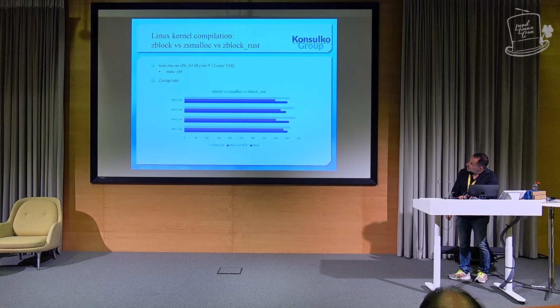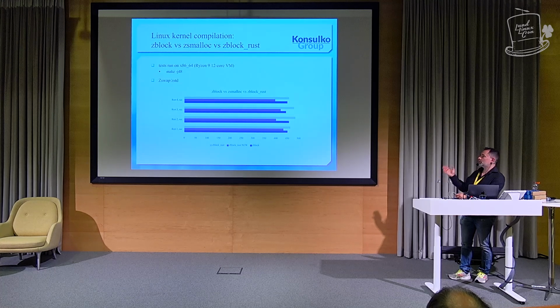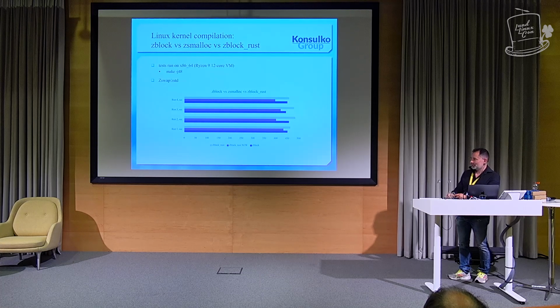At the end of the day, what we have, we really didn't expect that. But what we have now is that the optimized Rust version of Zblock is operating faster. Not only than the non-optimized version of Zblock Rust, but also it's faster than the C version.